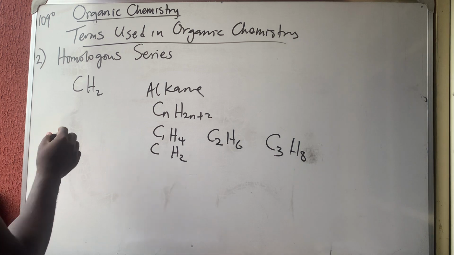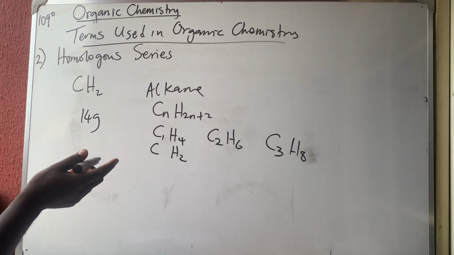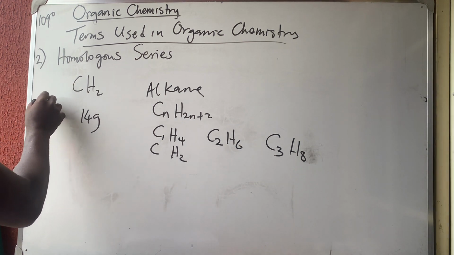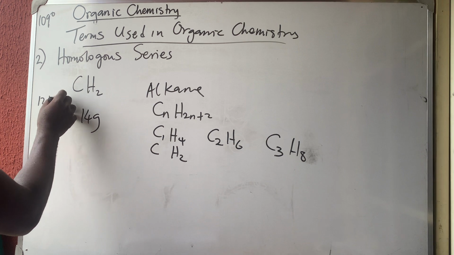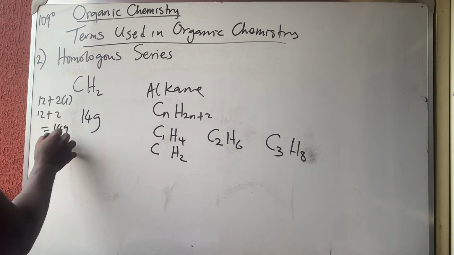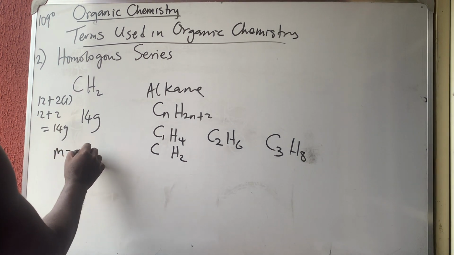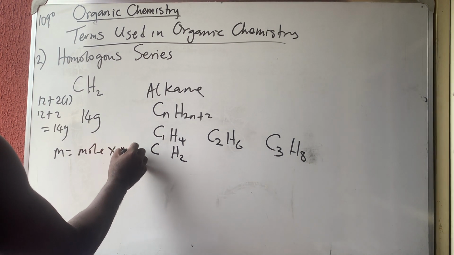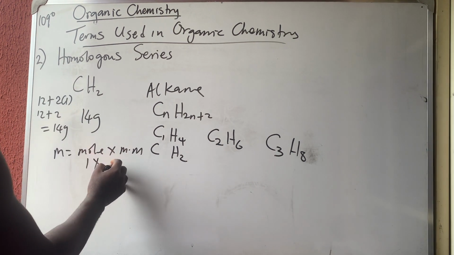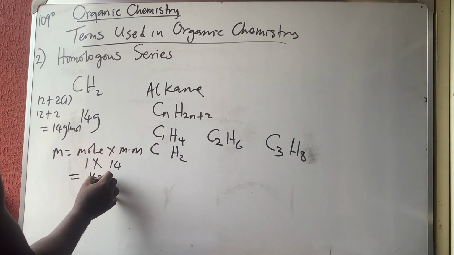Or you say that you're adding 14 gram. How did I get the 14 gram? By the molar mass. Carbon is 12 plus hydrogen is 2, 2 into 1. That is 12 plus 2, which is 14 gram. That is the mass. You know that mass is equal to mole times the molar mass. And the mole is just 1. So 1 times the molar mass, 14 gram per mole, which will give me 14 gram.